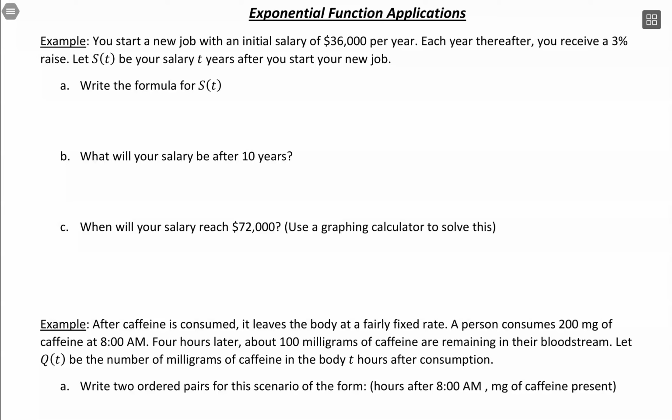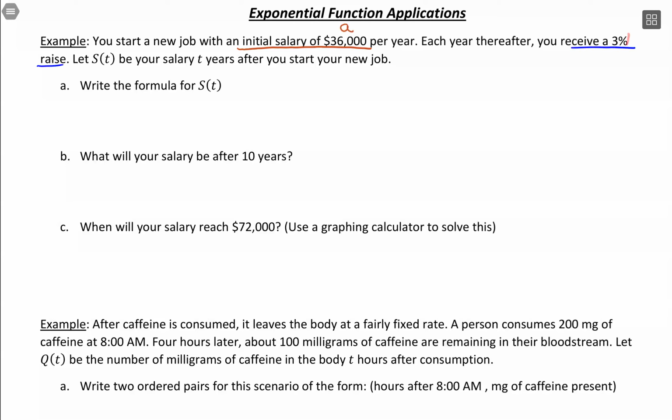Let's finish up our exponential functions with some word problems. Okay, so you start a new job with an initial salary of $36,000 per year. So initial salary, that's making me think about A for our exponential function. Each year thereafter, you receive a 3% raise.